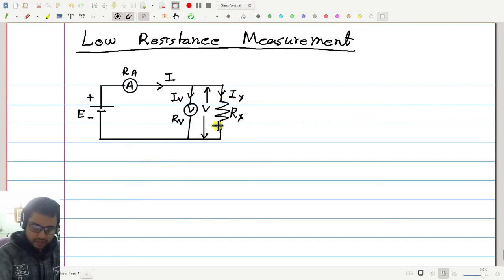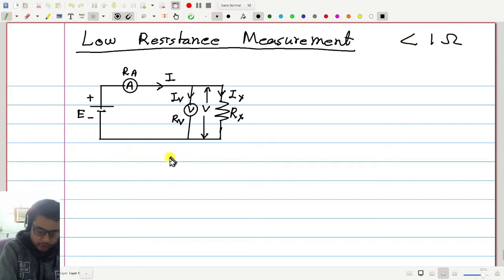Okay, fine. So this is the scheme to be used. Next, we are talking about very low resistance measurement, and there we will see some other problem arise. Very low means the resistance could be, for example, smaller than the order of 1 ohm or less.